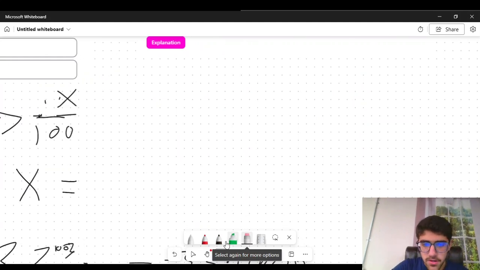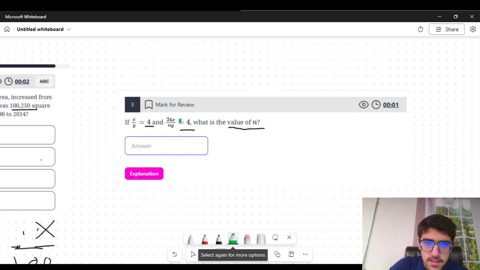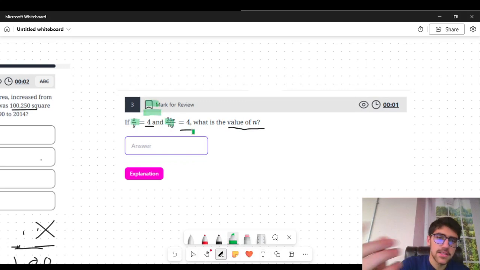So for this one, it tells us that x over y equals 4, and 24x over ny equals 4. What is the value of n? So we're solving for n. Basically, there are two ways to solve this. The first way, you could recognize that both of these are set equal to 4, so I can just set them equal to each other and then solve for it.